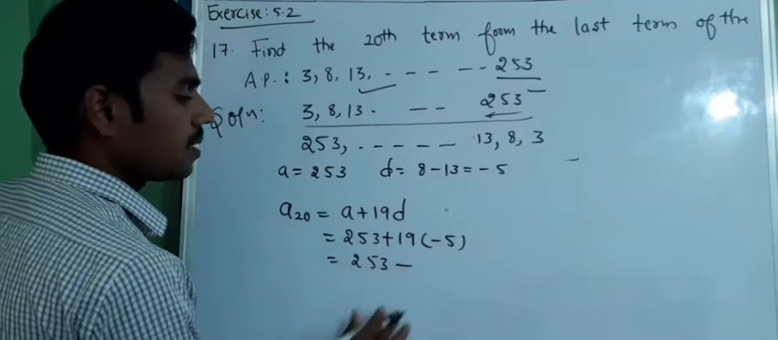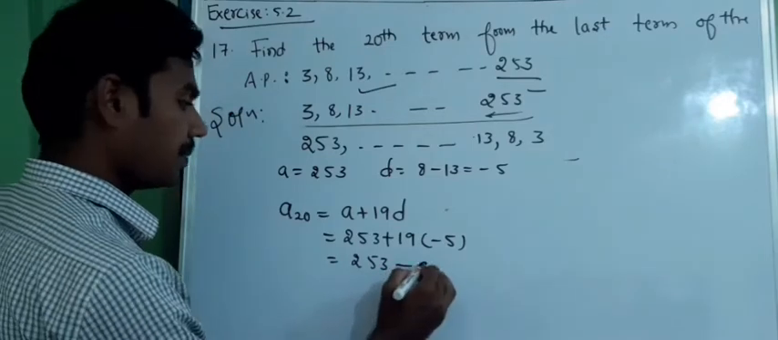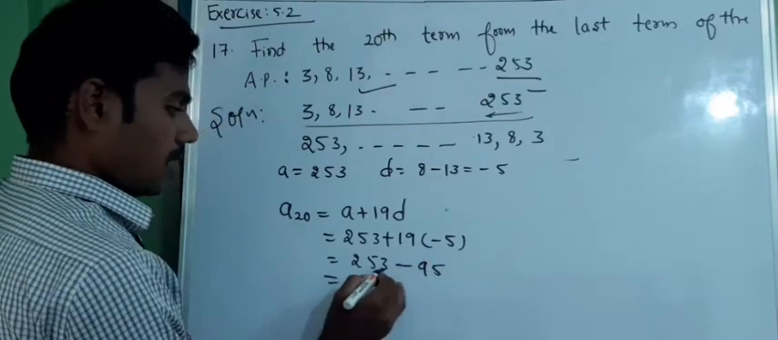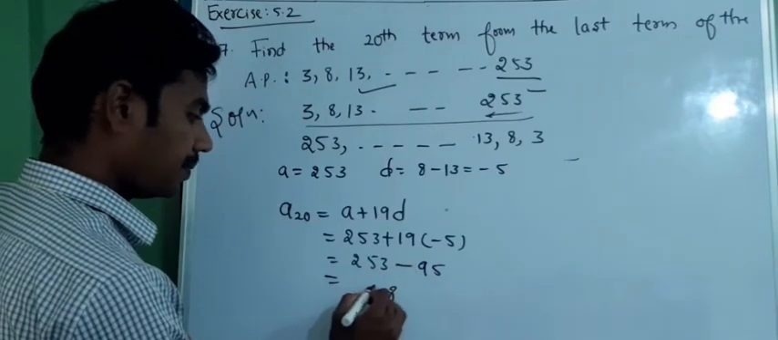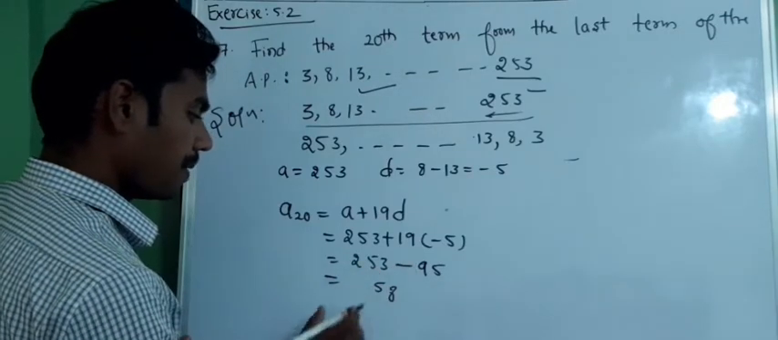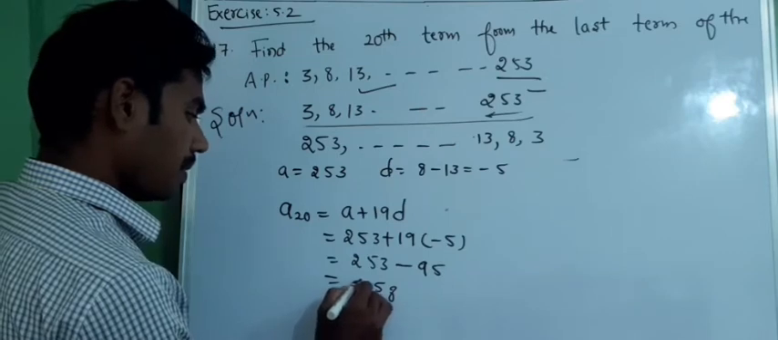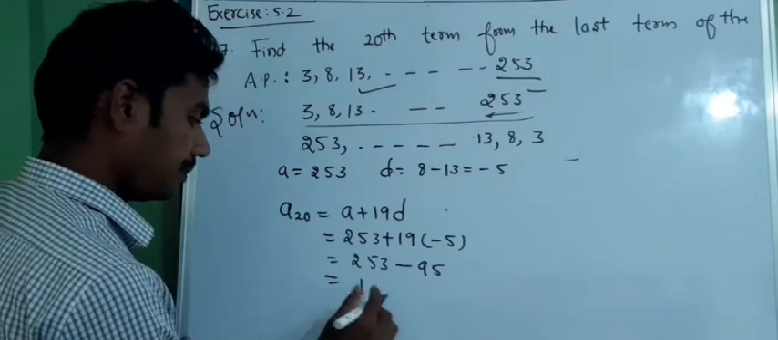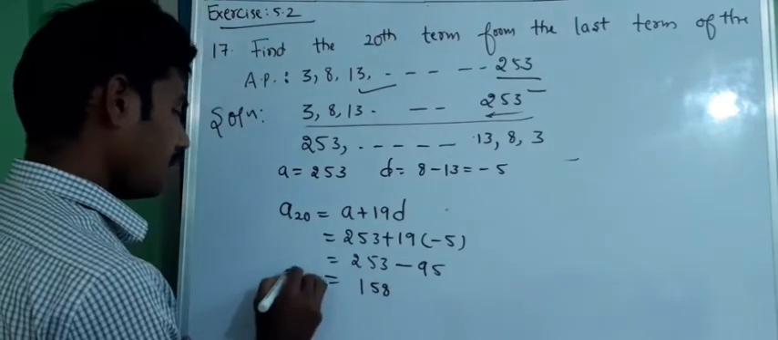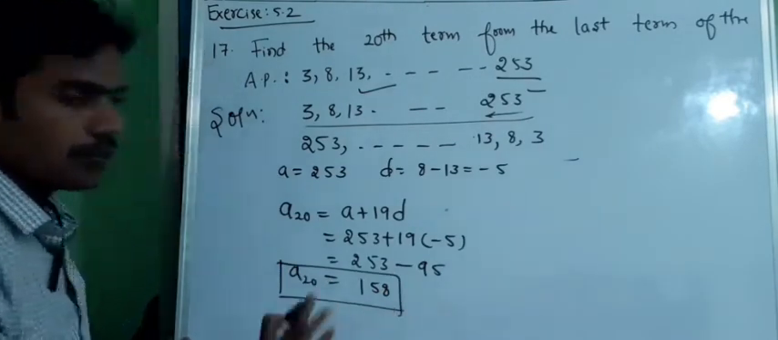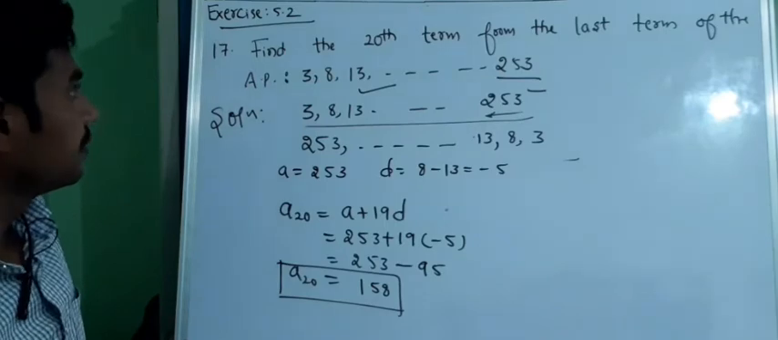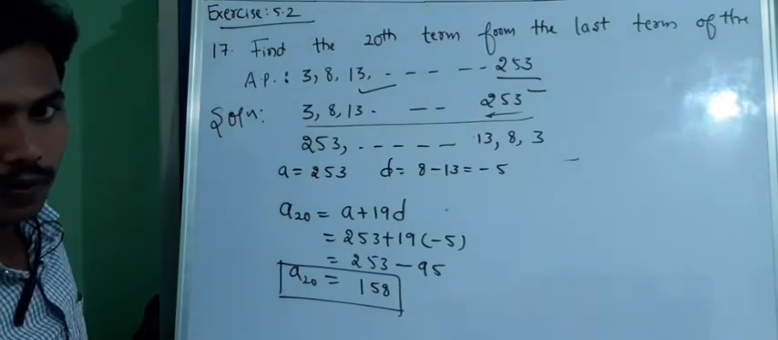253 minus 19 into 5, 95. 253 minus 95 gives 158. That is, the 20th term from the last end is 158. Okay, please note this term.